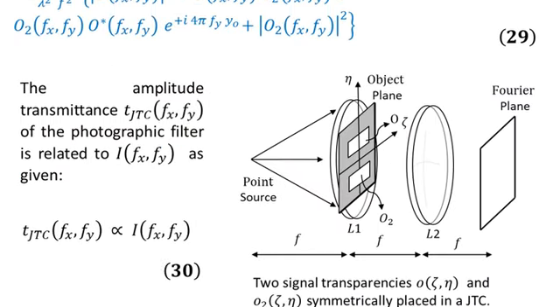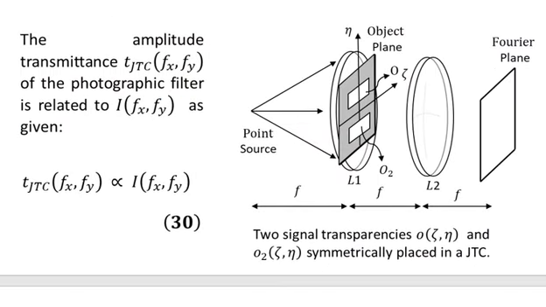So let me show you the figure. So this is actually the figure. Let me read the caption. Two signal transparencies, O1 as a function of zeta and eta and O2 as a function of zeta and eta, that is both are located at the same plane, the zeta and eta plane, but symmetrically placed in the joint transform correlator. So you have object O1. You see that I have shown object O1 over here at the object plane. The object plane is located at the zeta and eta coordinates, and there is an object O2.